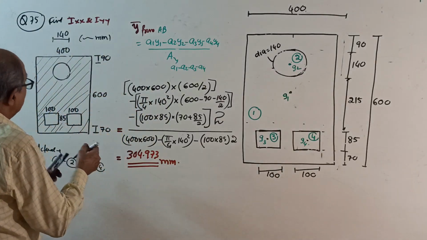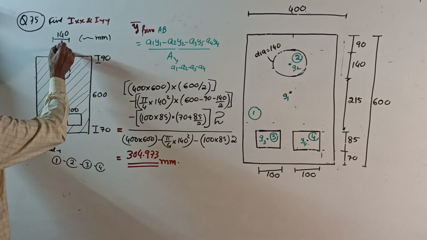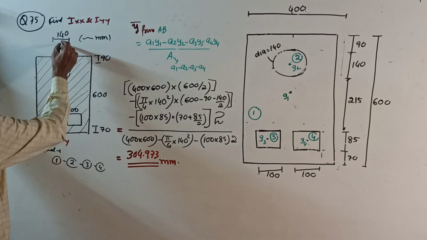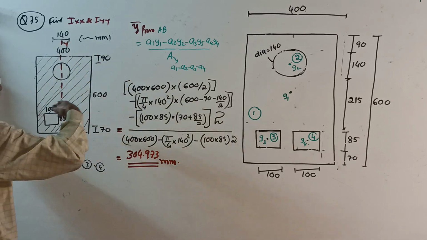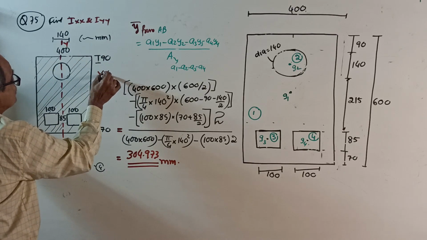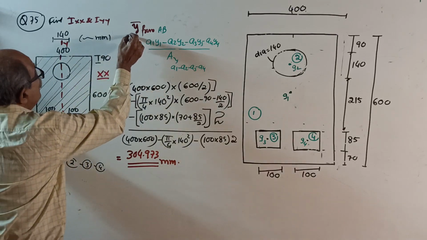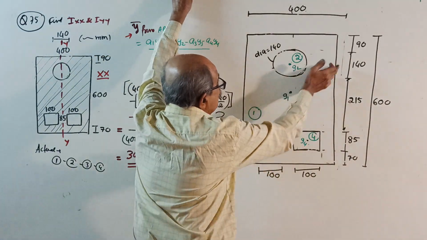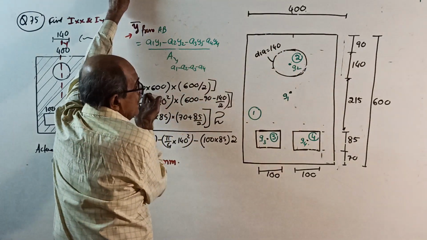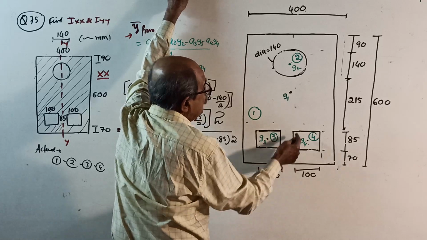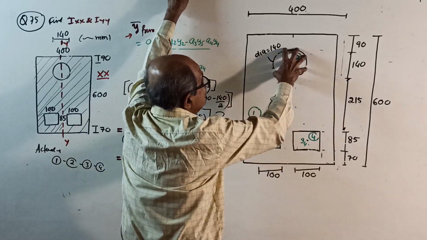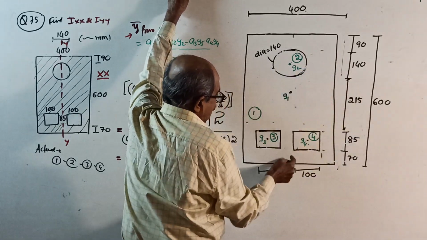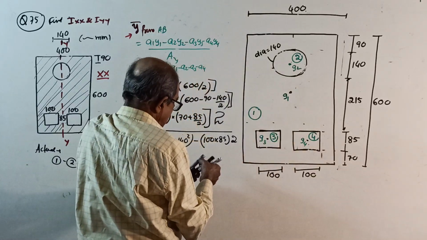Now, before you go further, make a note: axis of symmetry. Right here, exactly here, YY, you write it here, directly. So YY is direct, only XX you have to locate using Y bar. So Y bar from AB, start. A1, the full rectangle area, into Y1, half of 600, minus this circular area into Y2 from here. I forgot to mark AB, the reference axis.